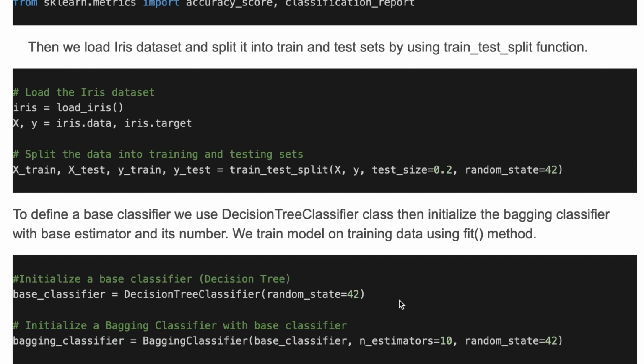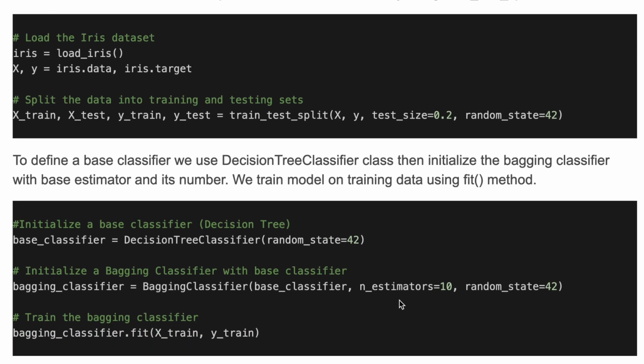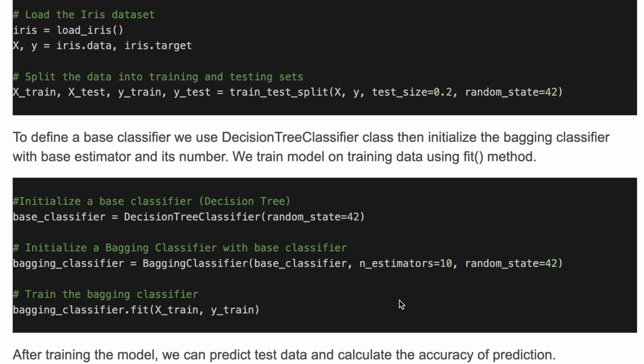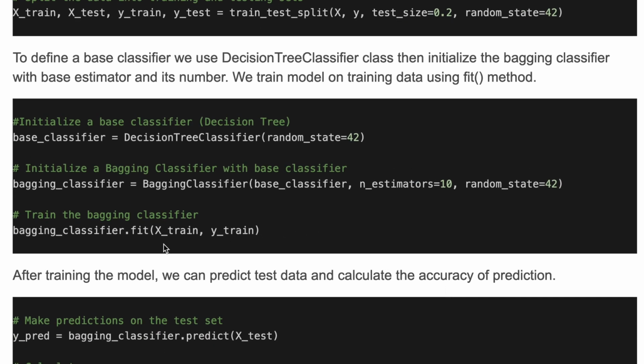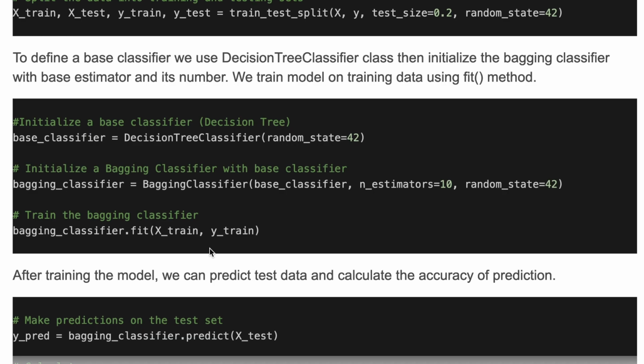To define a base classifier, we use the DecisionTreeClassifier class, then initialize the bagging classifier with the base estimator and its number. Here we define a decision tree classifier and a bagging classifier, providing the base classifier, which is the decision tree classifier, and the number of estimators. You can change this estimator number according to your dataset. Then we train using the fit method on train data.